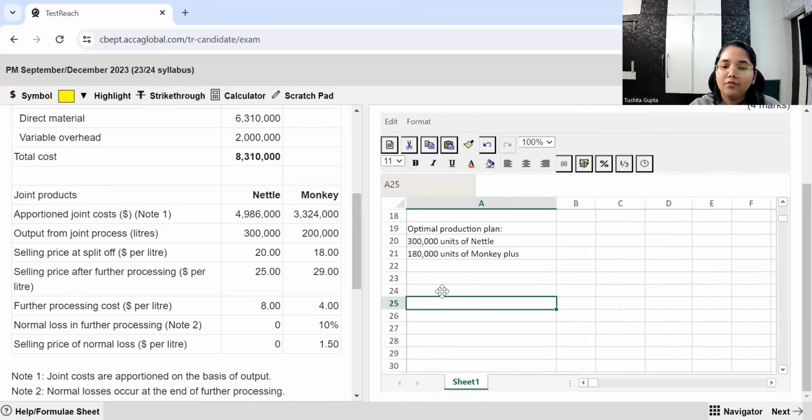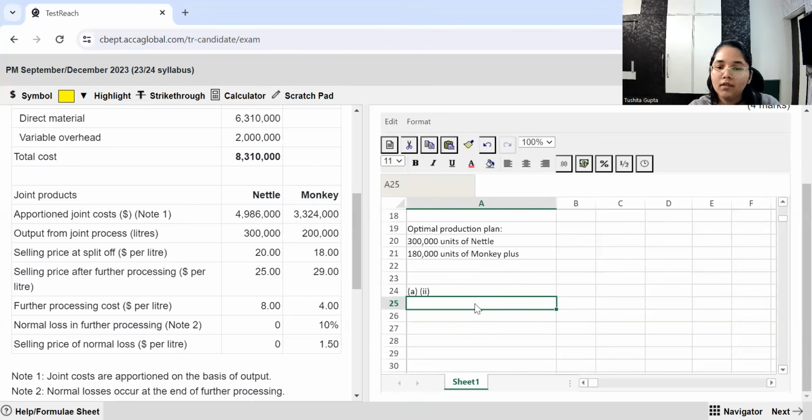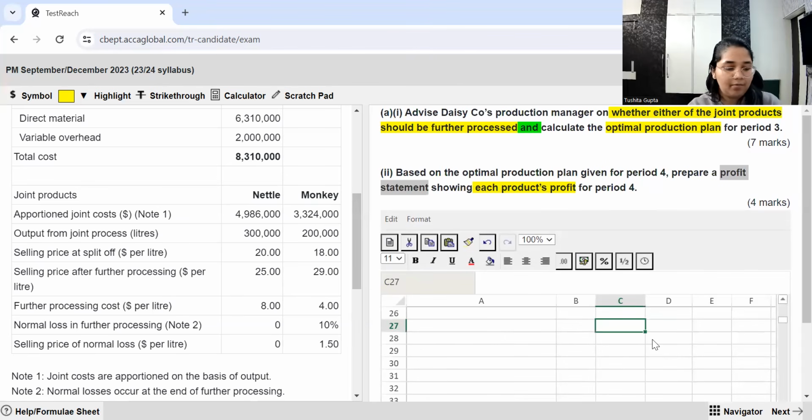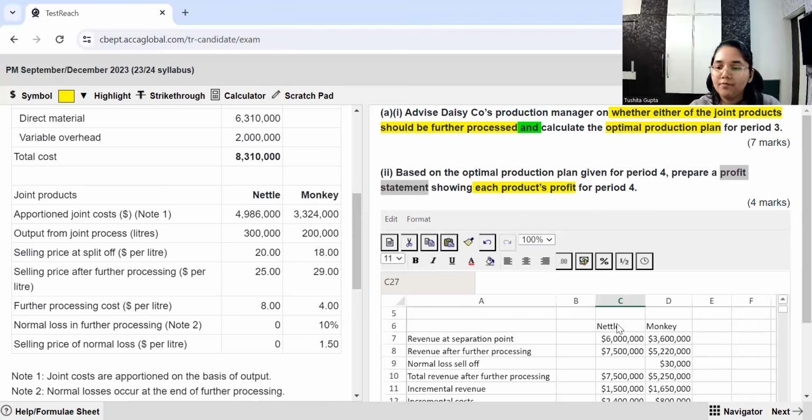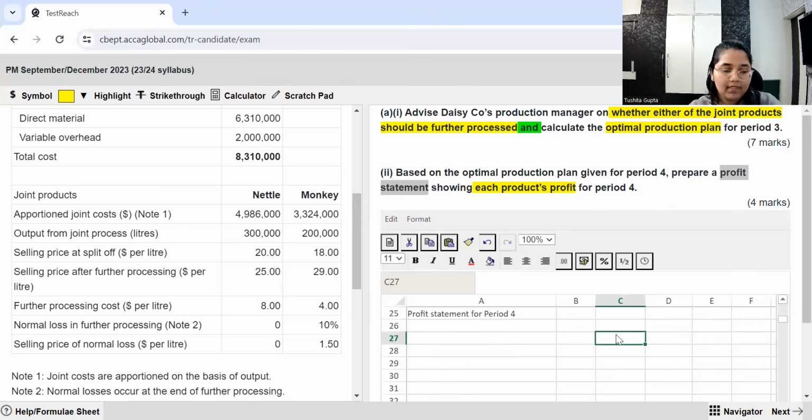So we will put the header over here that this is part A, part 2. We can copy paste some part from it over here, profit statement for period 4. So I can copy paste this. So I can type this profit statement for period 4. All right, so now I also have to show these products separately. So I can also copy paste some workings from here, Nettle and Monkey. So I can copy paste this here.